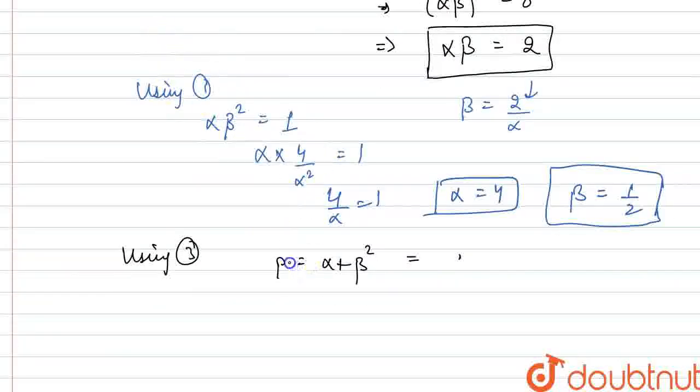So now in equation number 3, we obtained the value of alpha as 4 and beta as 1 by 2 square. So this will become 4 plus 1 by 4, that means 17 by 4.